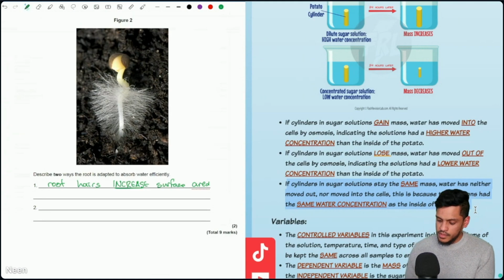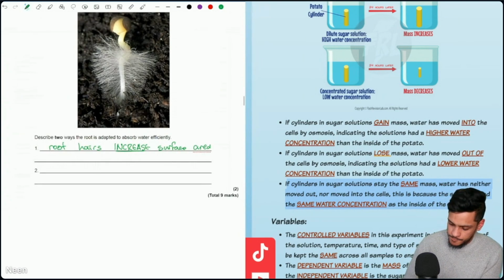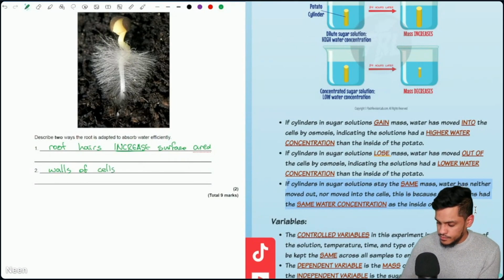Another adaptation is in the root hair cells, you've got thin walls. The thin walls mean that water can diffuse across by osmosis more efficiently. So the walls of cells are thin.